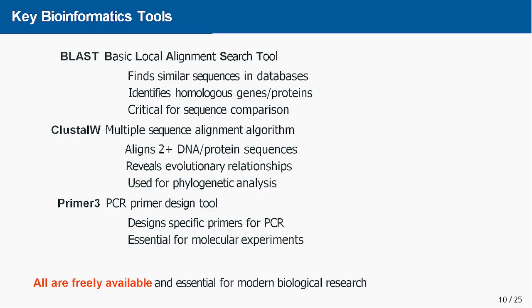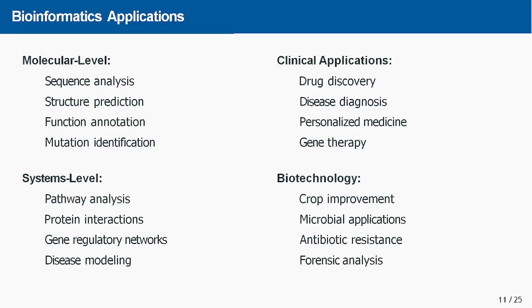Then ClustalW is a multiple sequence alignment algorithm. It reveals evolutionary relationships and is used for phylogenetic analysis. And Primer3 designs specific primers for PCR. They are essential for molecular experiments, and all these three are freely available for researchers.